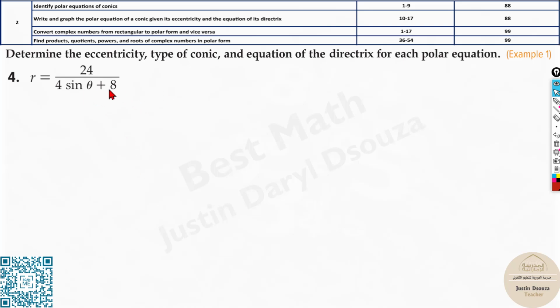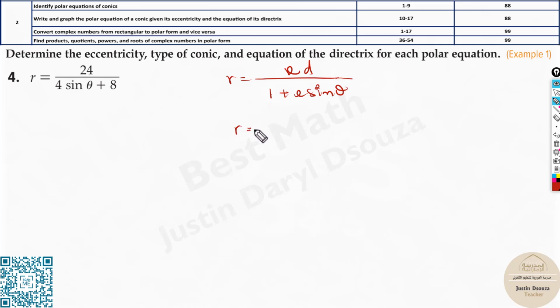Now this one, okay, this is about ellipses. So I'll just do this one as well. Why? Because see, it's 8, and over here it's 4, it'll be 0.5. So now let me write the standard form. It'll be e times d divided by 1 plus e sine theta. You can write this e sine theta first as well. It's up to you. I just write this standard form.